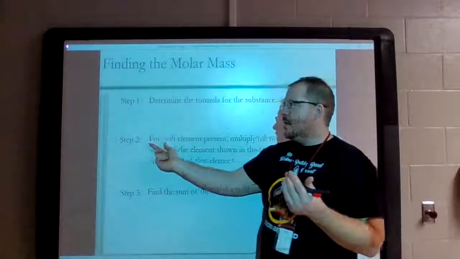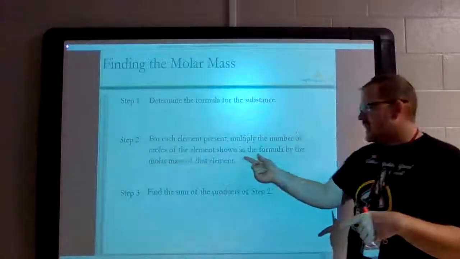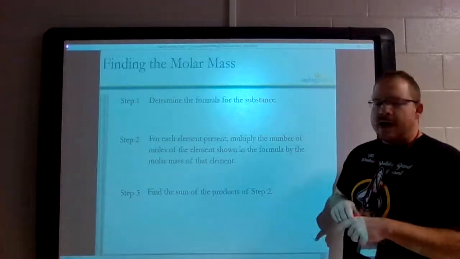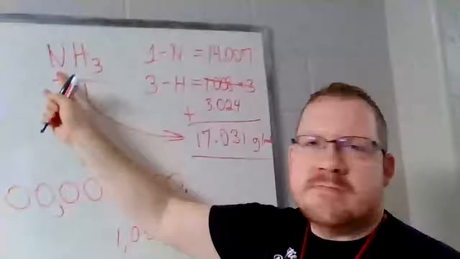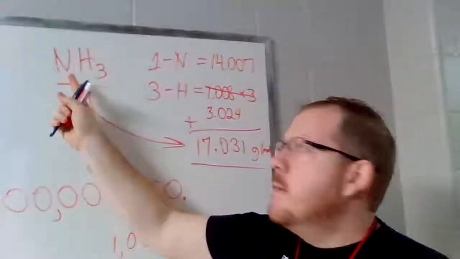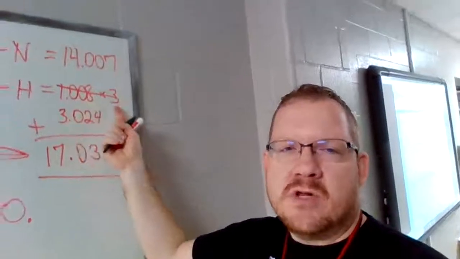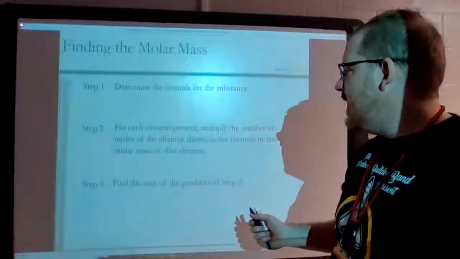Step 2, for each element present, multiply the number of moles of that element shown in the formula by the molar mass of that element. So in the example that we did over here, we only have 1 nitrogen, so I don't have to multiply that by anything, but we did have 3 hydrogens. So I take the weight of my hydrogen, multiply it by 3, and get a total, which is 3 times the weight of just one of those. So that's step 2.